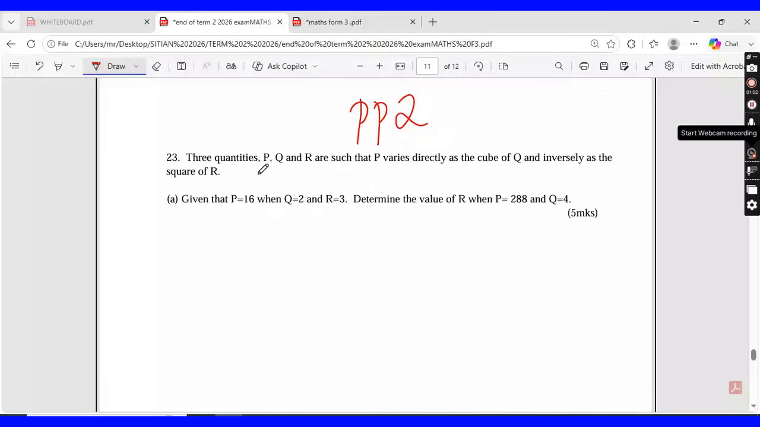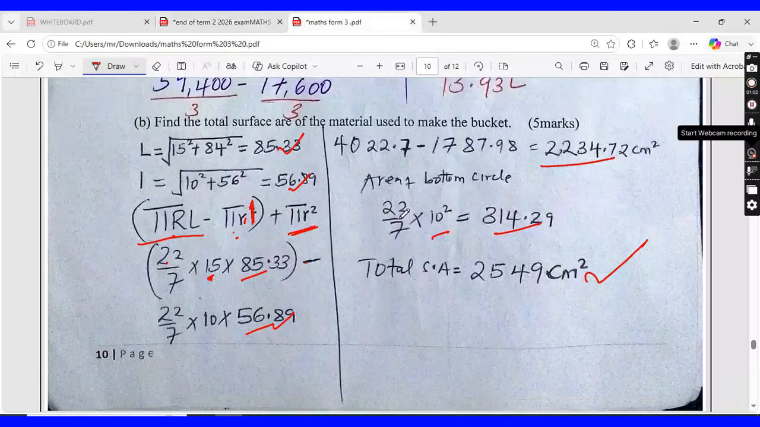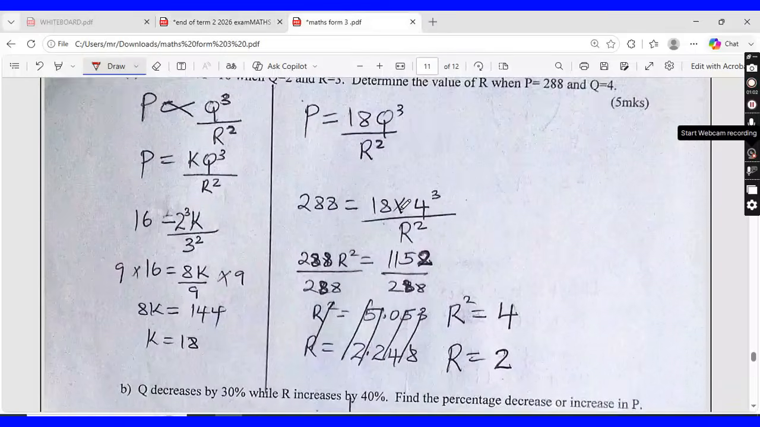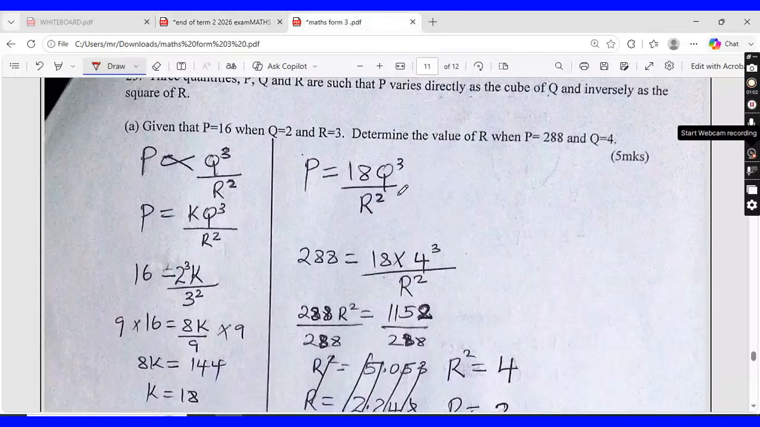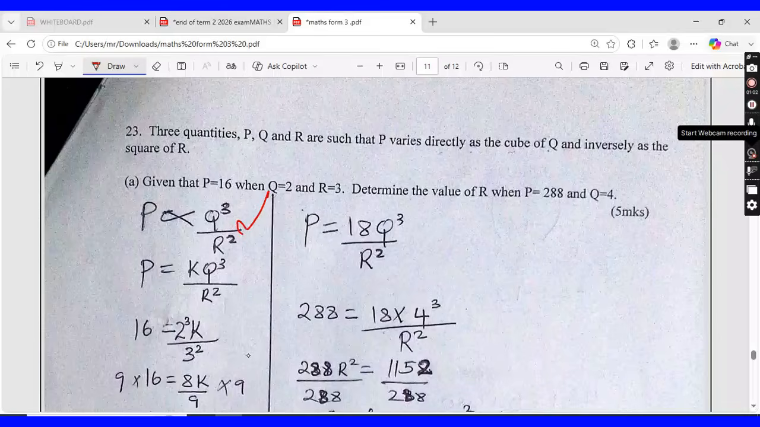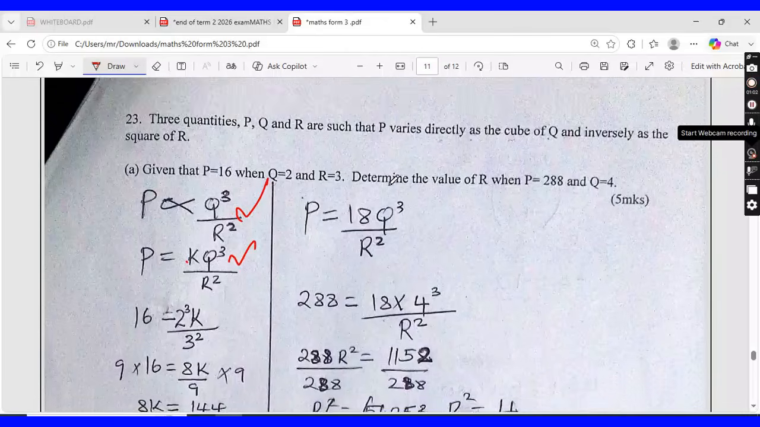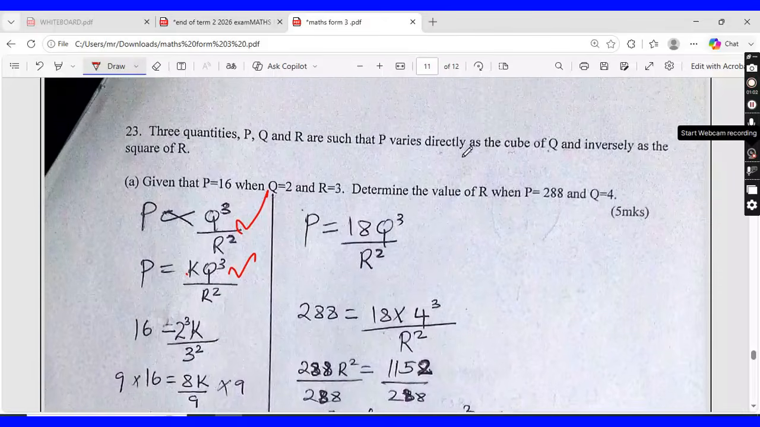These three quantities P, Q, R such that P varies directly as the cube of Q and inversely. So these are joint: we have joint, direct, and inverse. This is called a joint variation. So that is the first statement. Then you remove the sign of proportionality, introduce K, you get this one. Then substitute the numbers provided in the question.